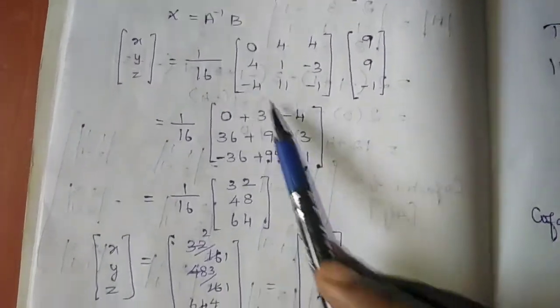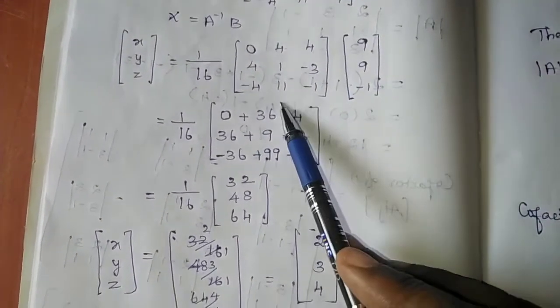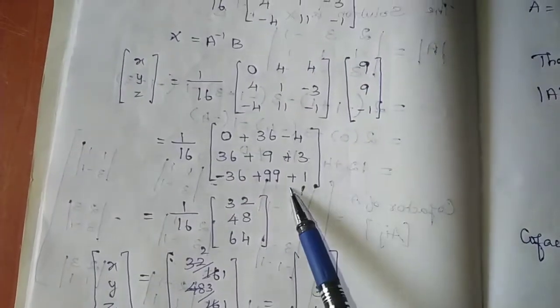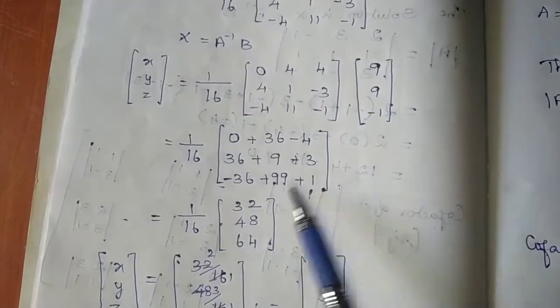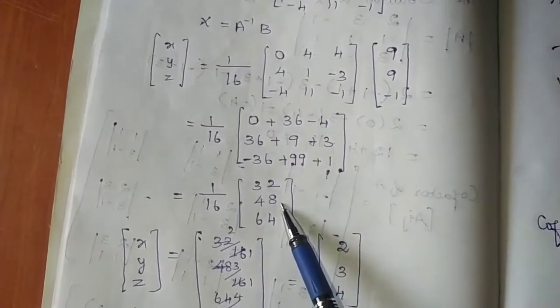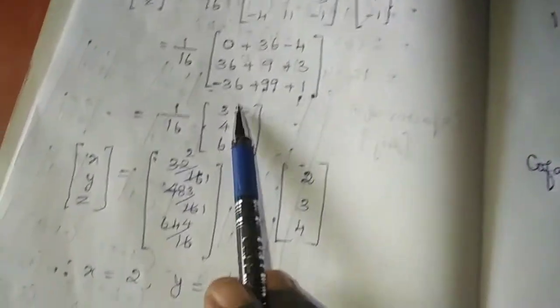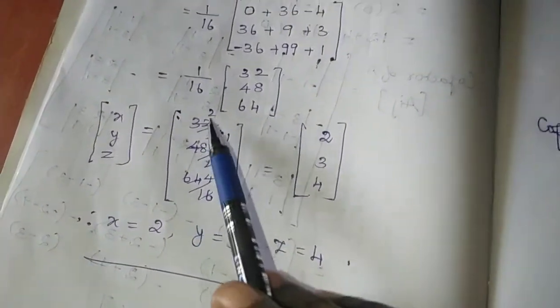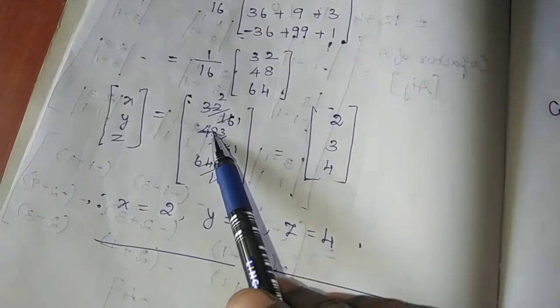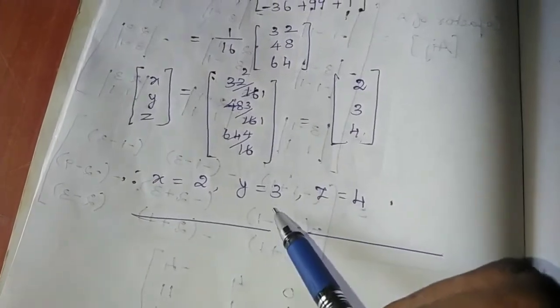36 plus 9 plus 3, and the third row, minus 36 plus 99 plus 1. Simplify, we get 32 in the first row, 48 in the second row, 64 in the third row. Now each and every term is divided by 16. Cancel, we get 2, 3, 4. Therefore x equal to 2, y equal to 3, z equal to 4.